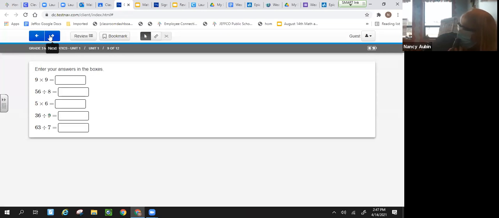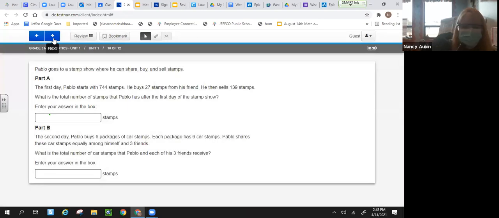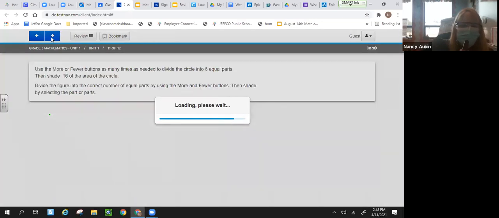You will also see some basic computation. You guys can draw a picture, use your tools, and you just enter your answers. You're not going to do the one we've already done. All right, this one also has two sections. You guys can work on that.